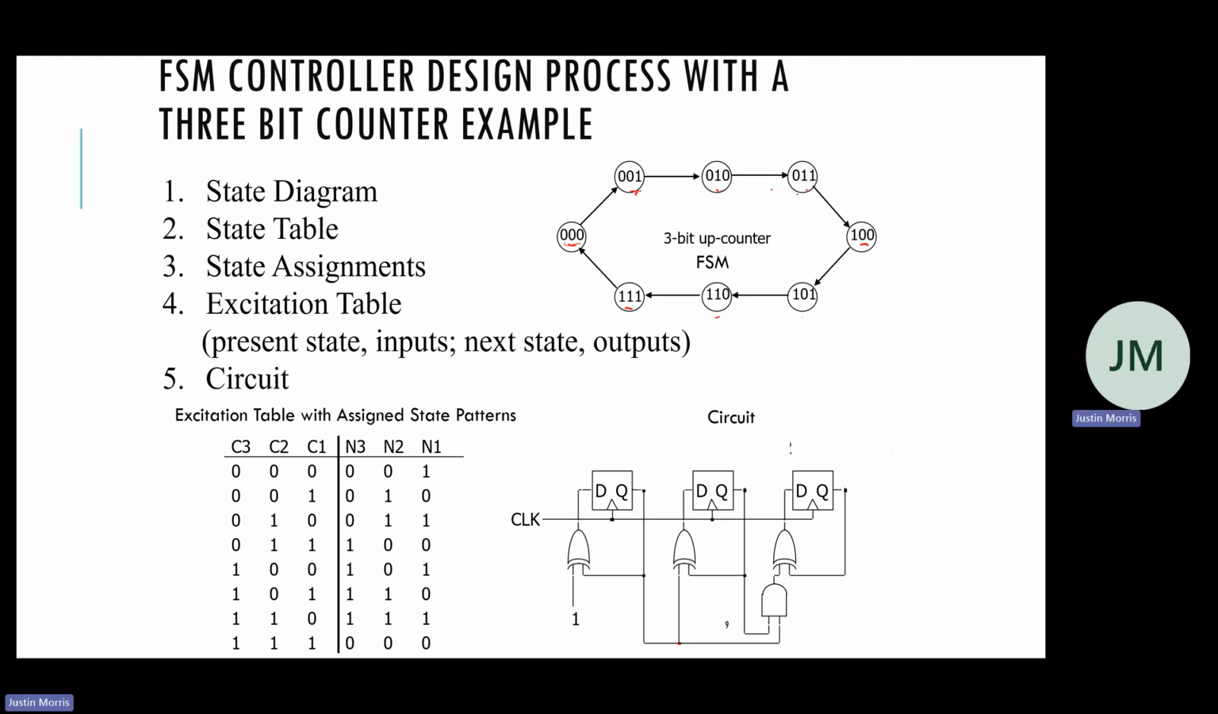And then from the diagram, we can create the state table. So here, if we're in state 0, the next state is state 1, which is shown here. If I'm in state 0, I always transition to state 1. Okay. If I'm in state 1, I'm going to transition to state 2, and I'm going to keep doing that until I'm in state 7. I transition back to state 0. So this table is the same thing as this diagram, right?